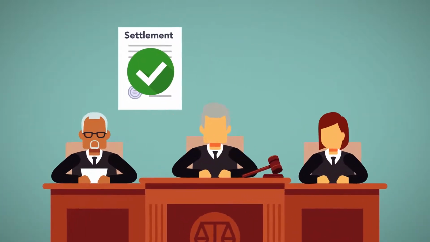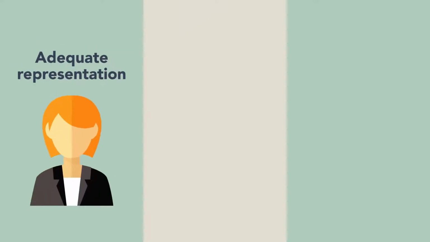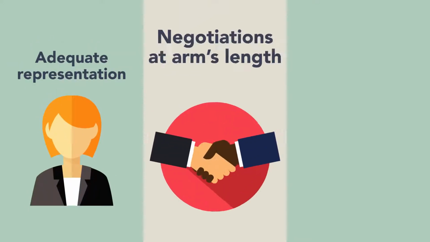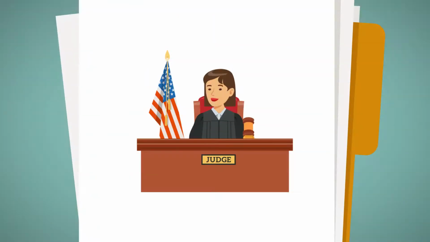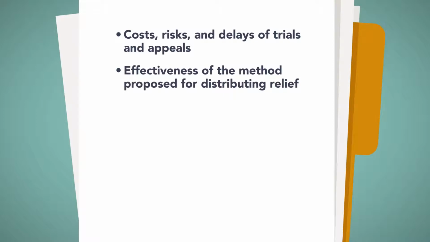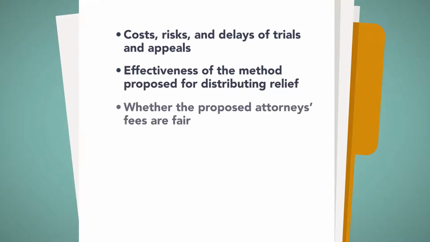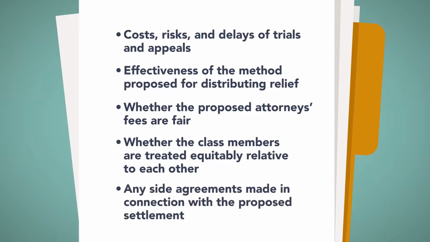The judge may approve the proposed settlement only if he finds that it is fair, reasonable, and adequate. The court must find that the class counsel and class representative adequately represented the class, the negotiations for settlement were at arm's length, and that the relief provided is adequate. Determining that the relief is adequate requires the judge to consider the costs, risk, and delays of trials and appeals, the effectiveness of the method proposed for distributing relief, whether the proposed attorney's fees are fair, and whether class members are treated equitably relative to each other. The judge also must consider any side agreements made in connection with the proposed settlement.